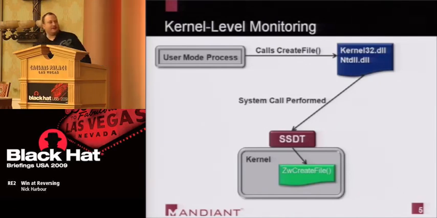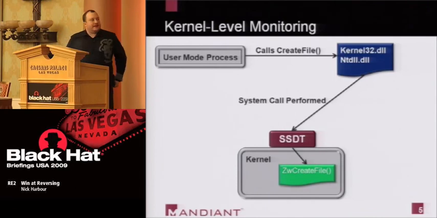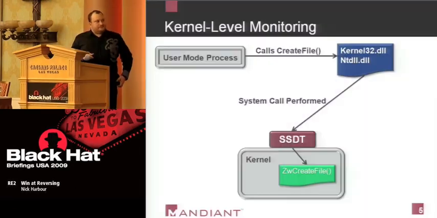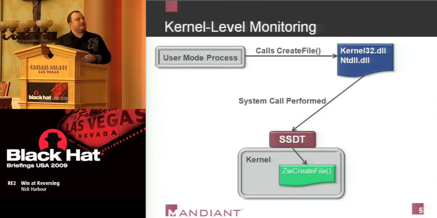So here's a really awkward looking graph of an idea of what kernel level monitoring looks like if you're unfamiliar with this stuff. So we have a user mode process. Let me see if my laser actually flashes. Nope, completely useless. Okay. So we have a user mode process.